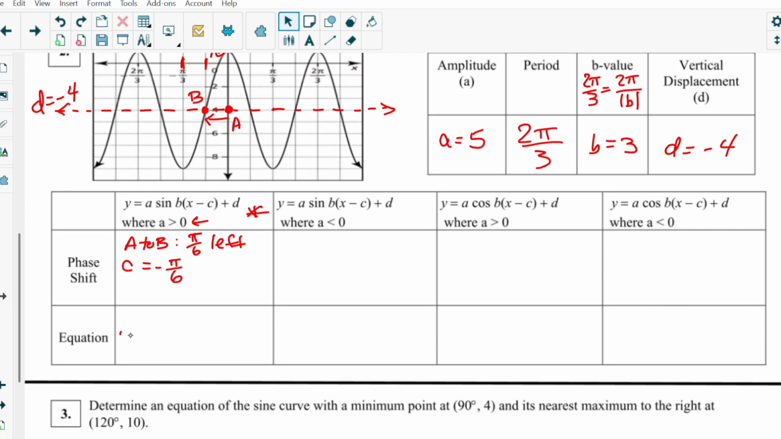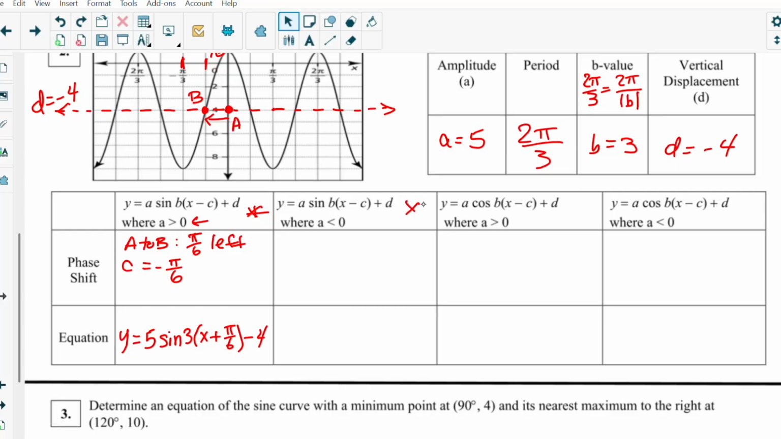So what's my equation? Y equals, my A value is 5, sine, my B value is 3, 5 sine of 3 times x minus negative pi over 6, and then our d value is minus 4. Okay, and then this part I'm going to simplify it as x plus pi over 6, x plus pi over 6 minus 4. Okay?